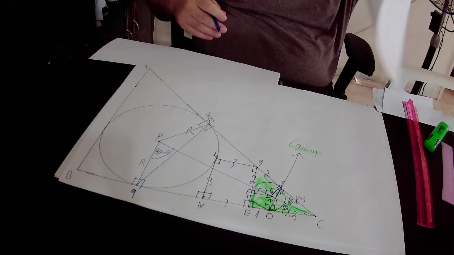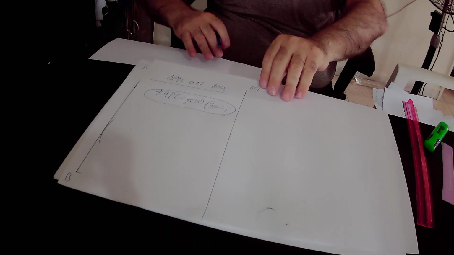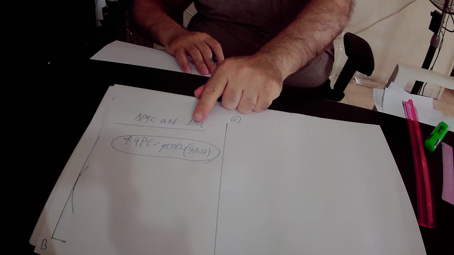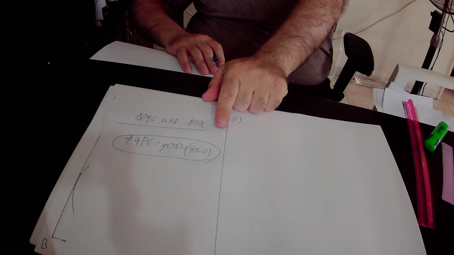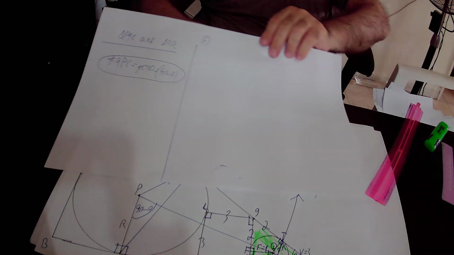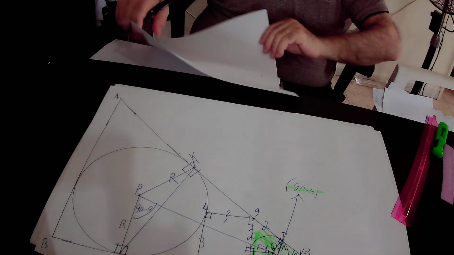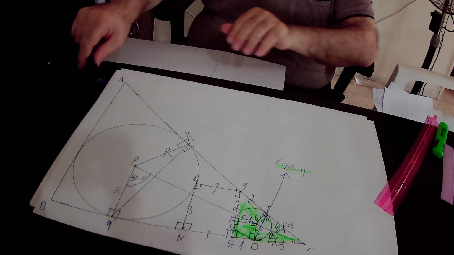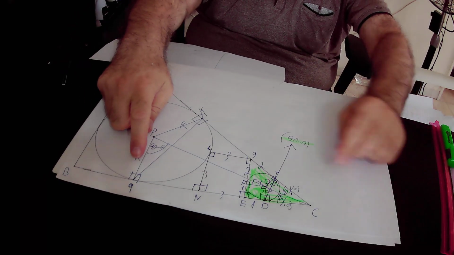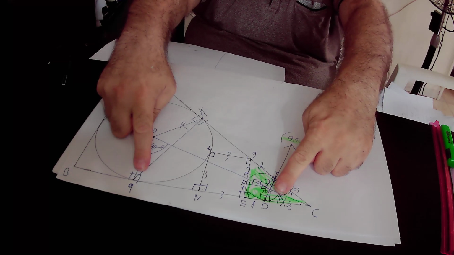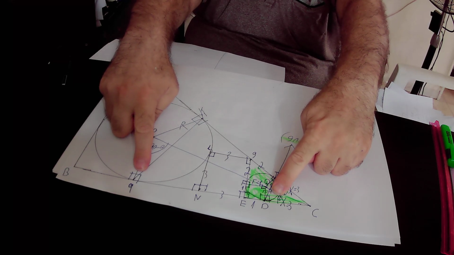Repeat again, angle QPC equals angle COD. They are both equal to 90 degrees minus theta, therefore they are equal to each other. In addition, those two angles are both equal to 90 degrees, therefore they are equal to each other.